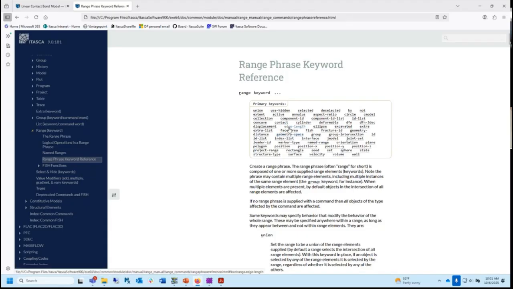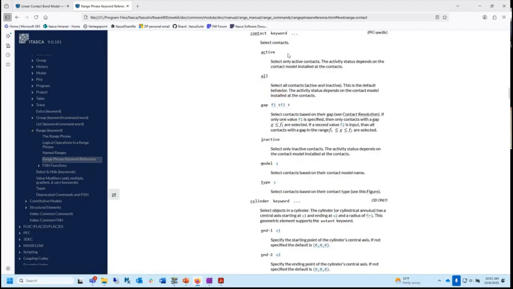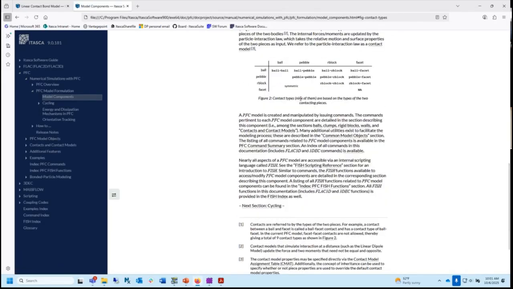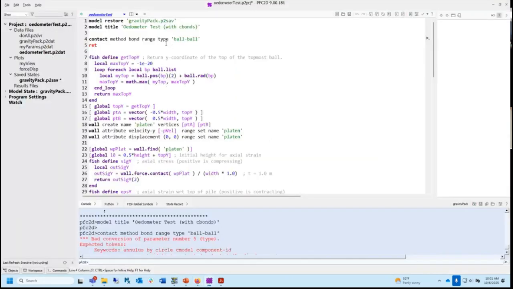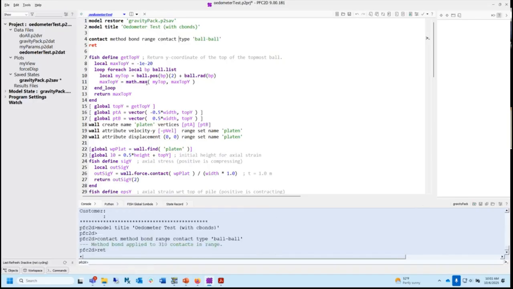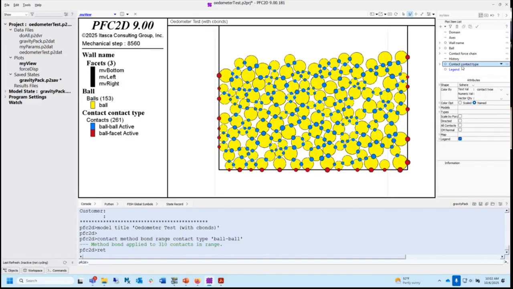If you see this, contact range contact type. Okay, so I have to say range contact type, because it says based on type, and these are the types: ball-ball, ball-facet, ball-pebble. Okay, sweet. Let's see. Range contact type ball-ball. Boom. It only got applied to 310. Last time it was 367. We might have done it. So those are the contact types.